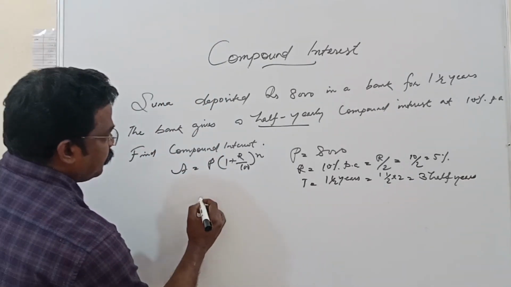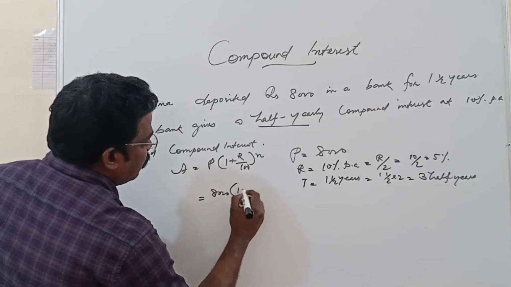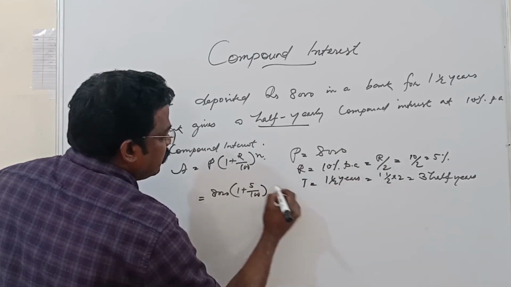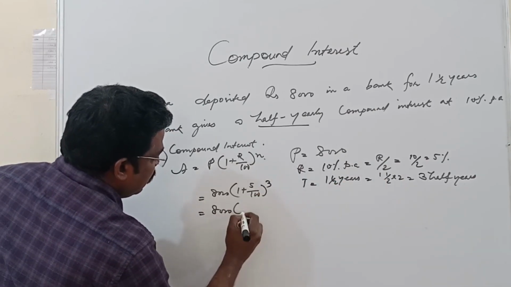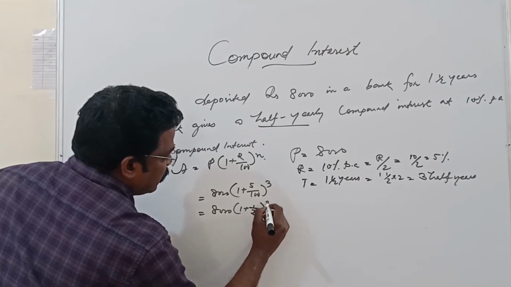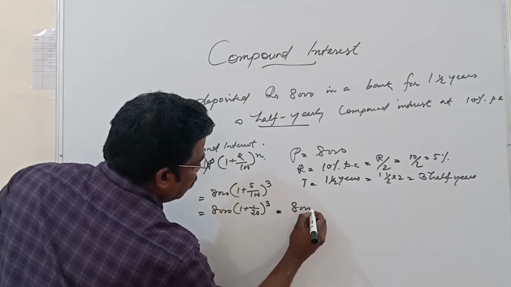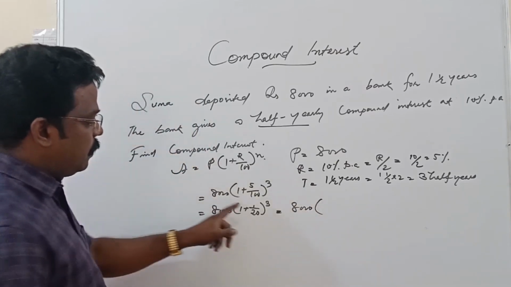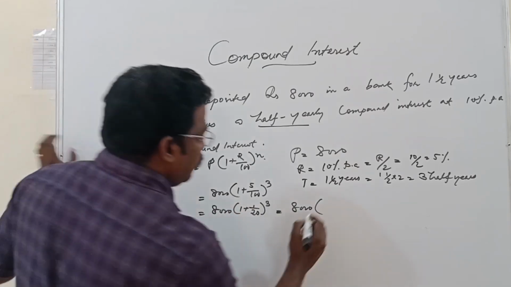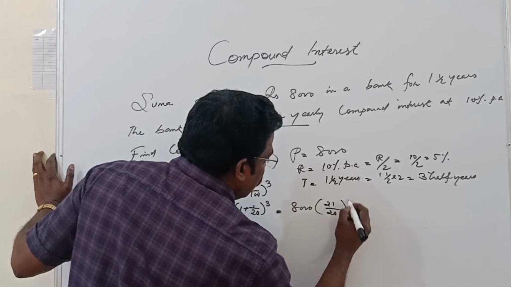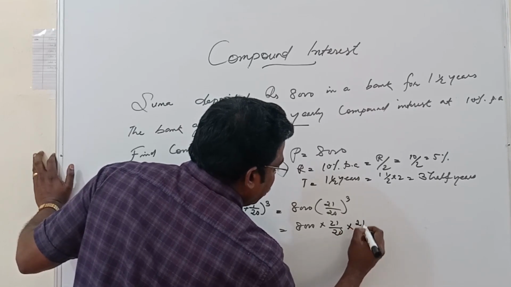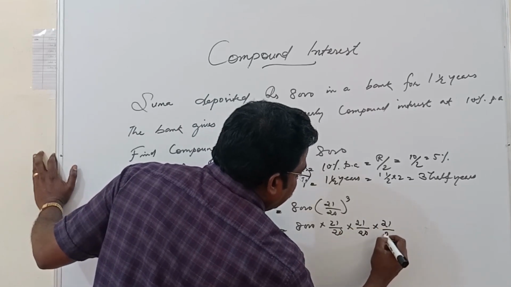So we go to P, that is 8,000, and 1 plus R is 5 by 100, raised to N is 3. So 8,000 into 1 plus 5 by 100 can be written as 1 by 20, raised to 3. So that equals 8,000 into 1 plus 1 by 20. As I told you, the denominator is 20, so 20 by 20, 20 plus 1, 21 by 20, all raised to 3. That is 8,000 into 21 by 20 into 21 by 20 into 21 by 20.